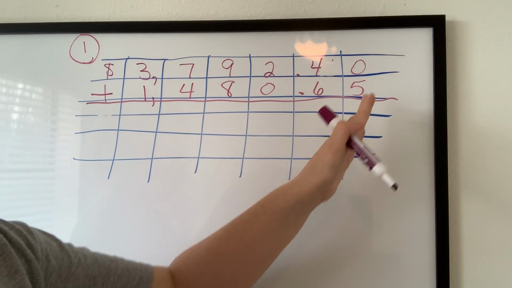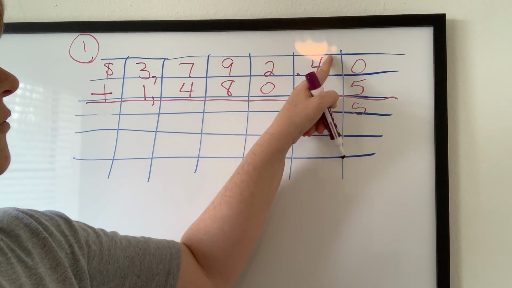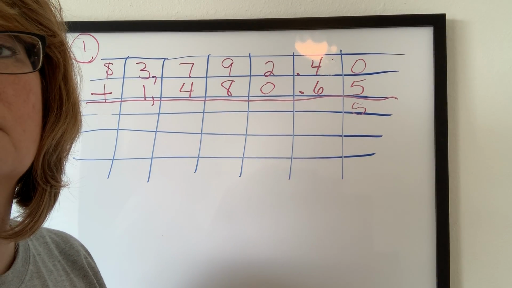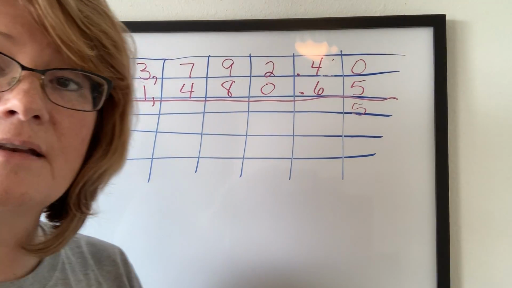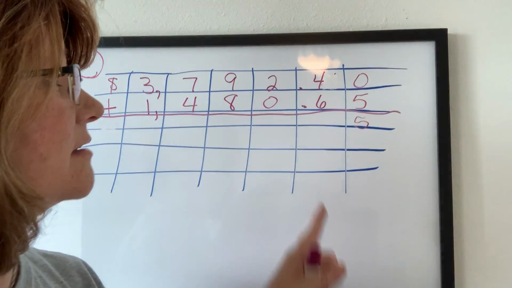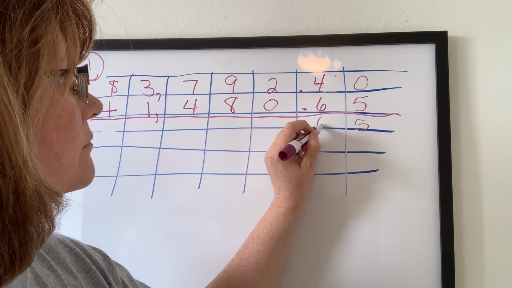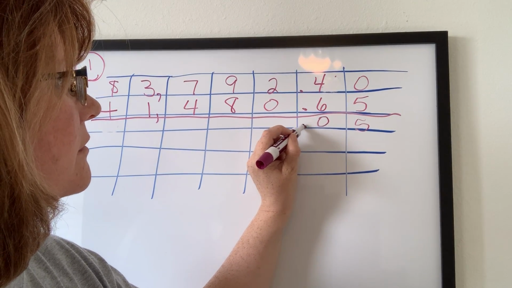So 0 plus 5 is 5. 4 plus 6 is 10. Now that number requires 2 digits to form that number. Can I put 2 digits in that place? No, I can't. So I'm going to keep the 0. Go ahead and bring down your decimal.